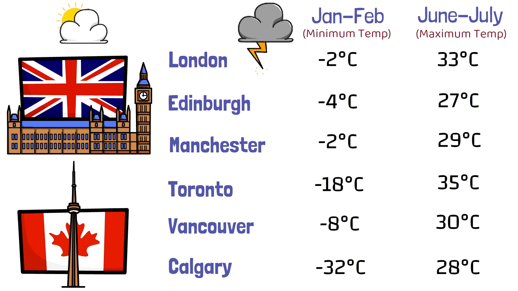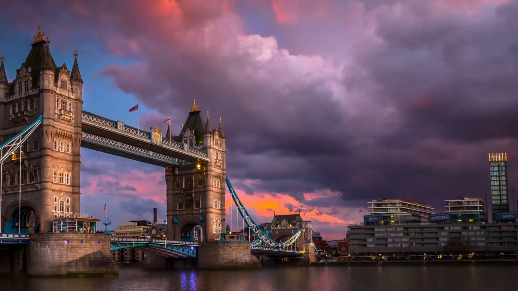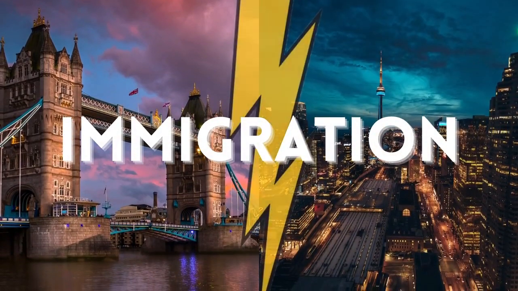In Toronto it was from -18 to 35 degrees. So when you come to the Canadian cities, in the first few months it might be a little difficult for you to adapt, while in UK it is a lot easier. Okay, now let's discuss the immigration programs.